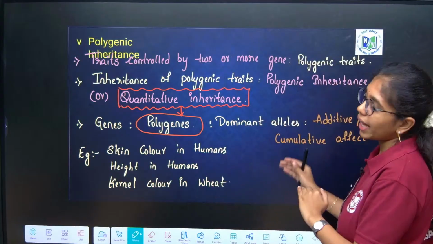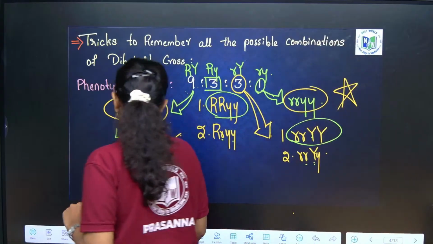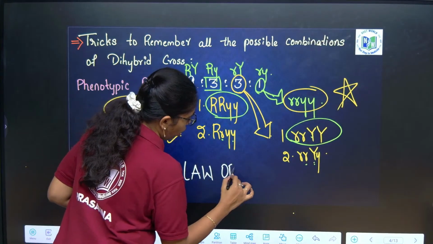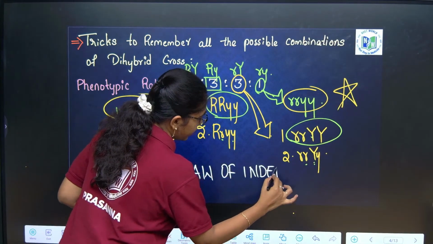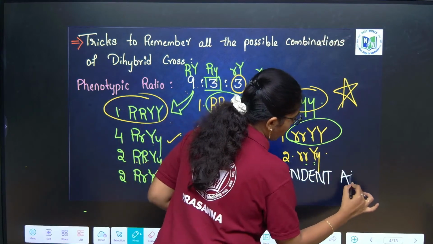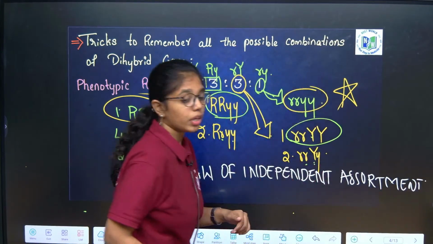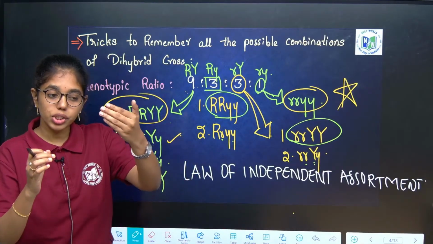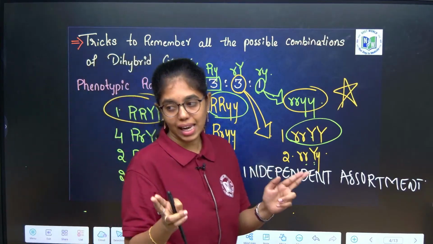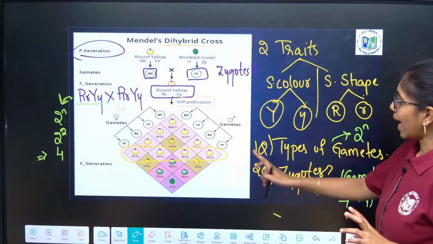Now from the dihybrid cross Mendel has given the law of independent assortment. What law, beta? Law of independent assortment. What does the law of independent assortment mean? When the genes are passing from one generation to the other generation, the movement of the alleles is independent of each other, at the time of gamete formation.